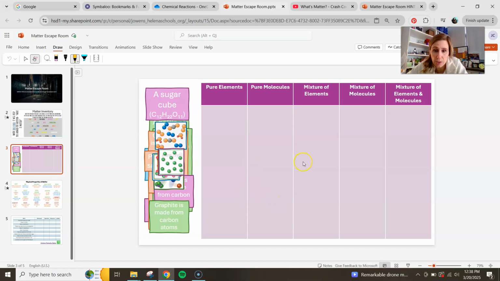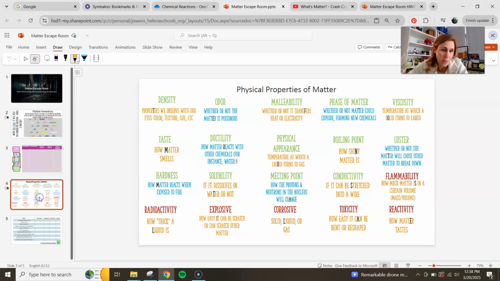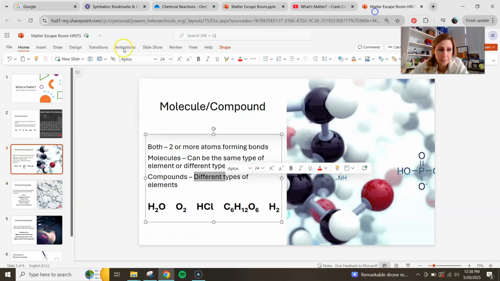Once you guys get them all sorted, you're going to eliminate the column with the least amount of pictures in it, or the little blocks in it. And then you guys will use that to do the 4-digit code for this. Okay, moving on, we're going to talk about physical and chemical properties.